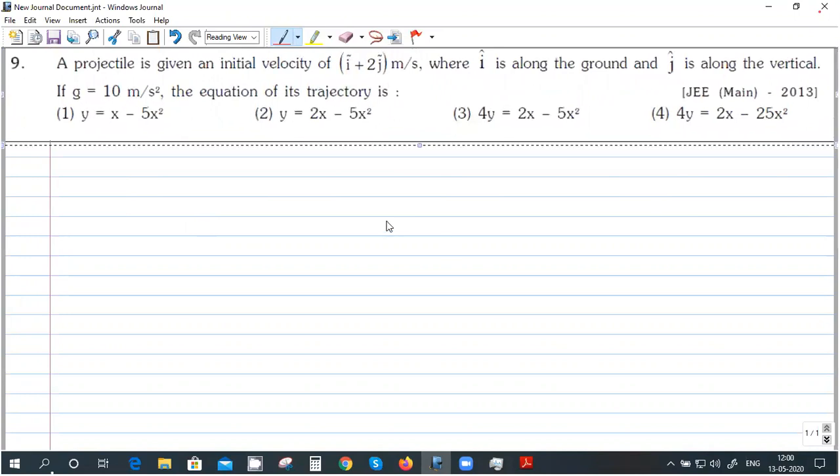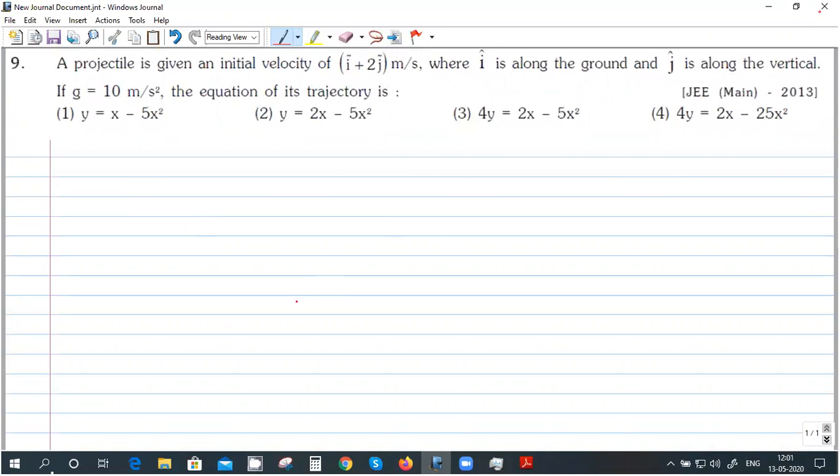Velocity is what in terms of displacement? Displacement by time. No, no. The initial velocity is given, right? And the equation of trajectory. So you have to find r. U is given. Equation of trajectory is basically r, no? If you know how the position changes with time, then you know it as a function of time.